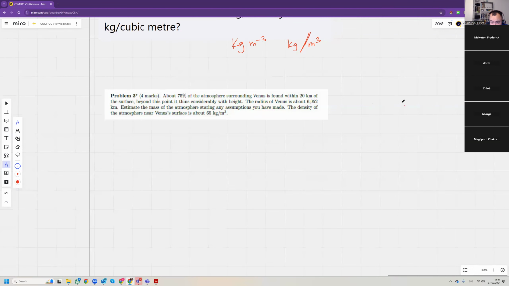So basically what it tells you is that the atmosphere is only 20 kilometers. You can ignore anything above 20 kilometers. So what you need is to find this.